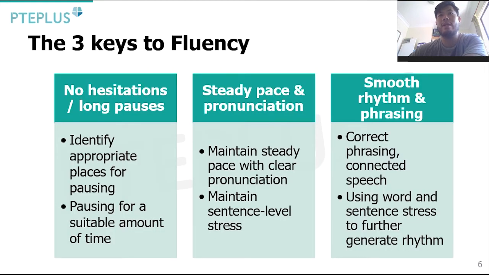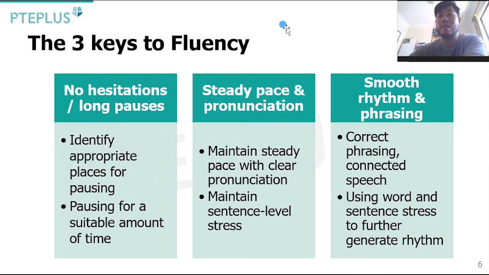Now let's have a look at your 3 keys to fluency. Just like in read aloud, repeat sentence, and describe image, we've got the same keys as before. Firstly, we want to have no hesitation or long pauses. This means we need to identify the correct places for pausing for a suitable amount of time, and not pausing for too long. The second key is having a steady pace and pronunciation. Maintaining a steady pace with clear pronunciation and maintaining sentence level stress will help to get a better fluency score. The last key, just like before, is smooth rhythm and phrasing.